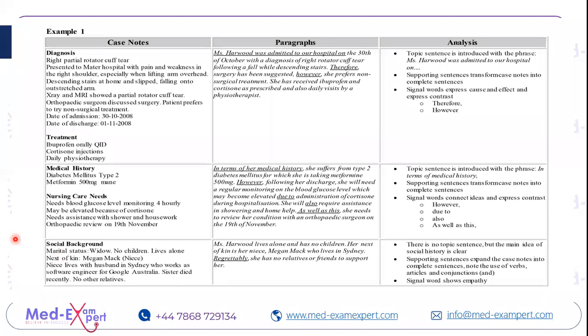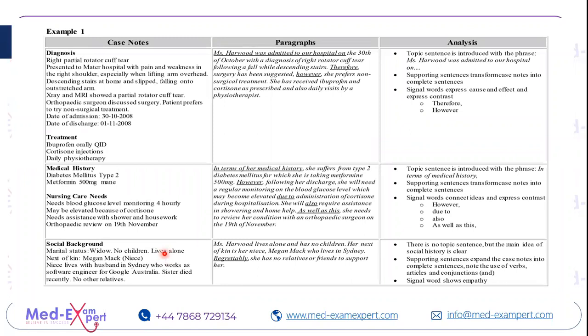Then the social background. Marital status, she's a widow, no children, lives alone. Is this relevant? No. Not much. You can just write that she lives alone, or maybe she's a widow. So I think only one thing will be fine. Even if you exclude everything from here, it doesn't matter. It will not affect your scores.